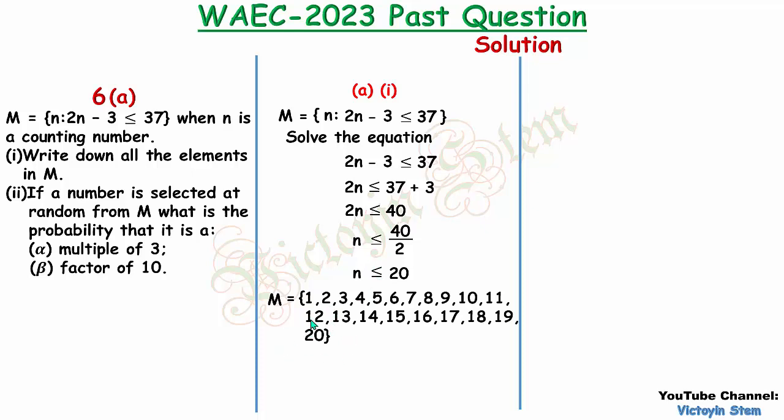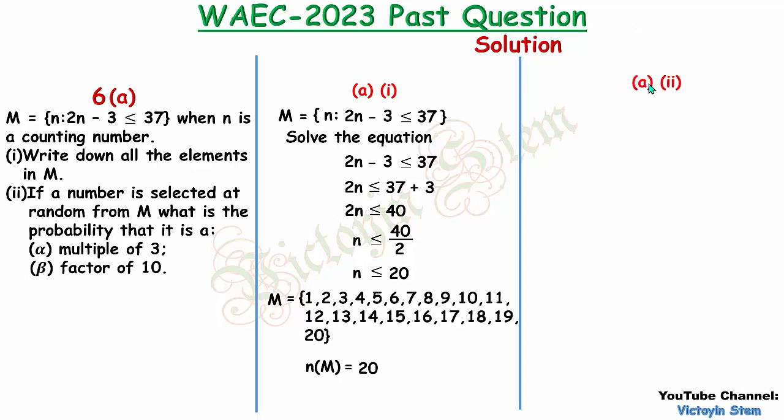Okay. Now I need to count the total number of elements of M. I have 1, 2, 3, 4, 5, 6, 7, 8, 9, 10, 11, 12, 13, 14, 15, 16, 17, 18, 19, and 20. Hence, the number of elements in M equals 20. Okay?